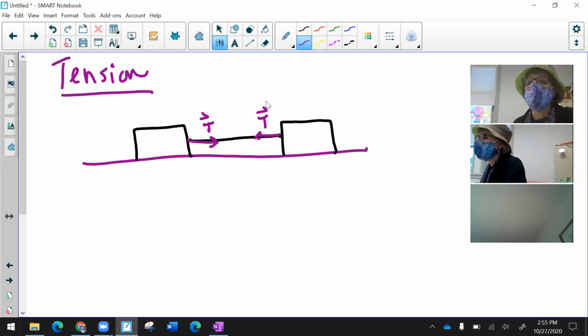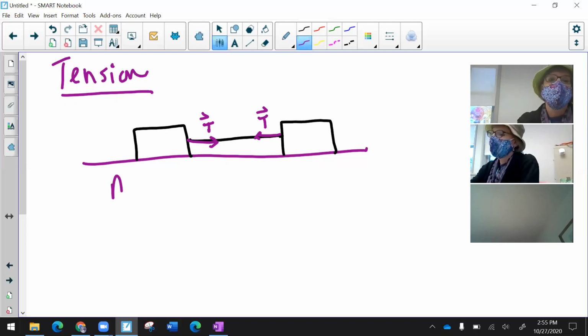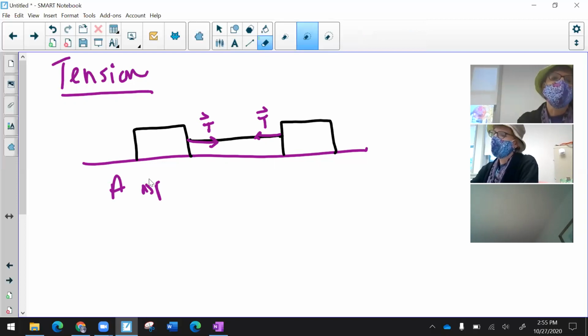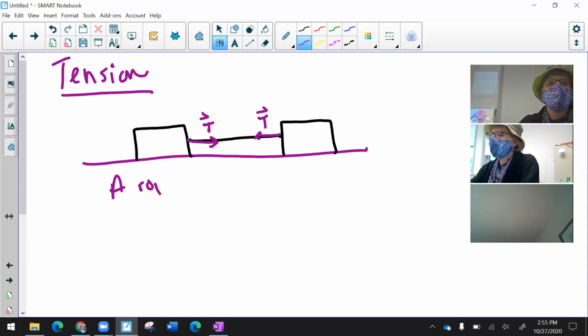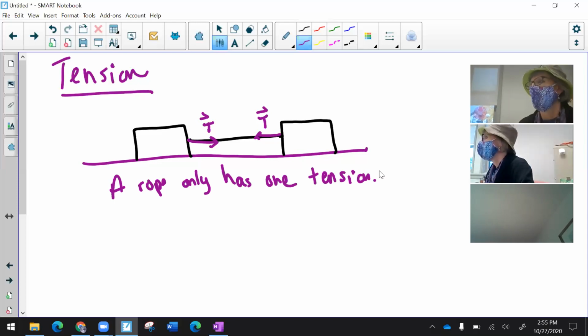It's also important to note that a rope only has one tension. That means that I didn't just label both of those tensions in my picture T because I'm lazy. I did it because they actually have the same magnitude, they just point in opposite directions. Okay.